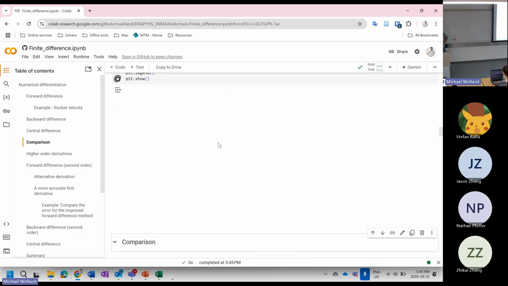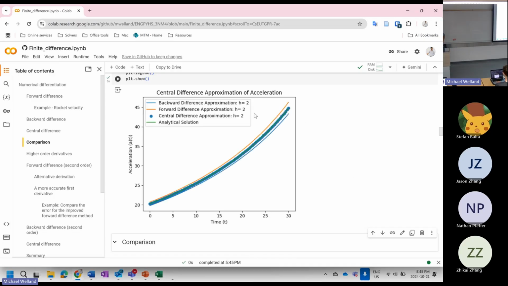When you do the central difference method, the orange line here is forward difference with step size 2. The blue line down here is backward difference with step size 2, and central difference is these dots. I had to make it into dots because it's exactly overlying the analytical solution. That looks super awesome. In general, you won't get quite such good agreement. Central difference is categorically better than forward and backward difference, but it's not a magic bullet. You will not in general find the analytical solution. It's just that in this case, it comes out to be very similar.